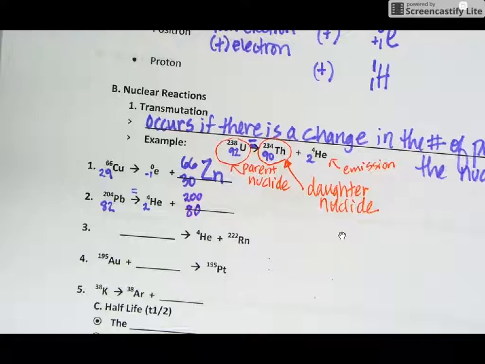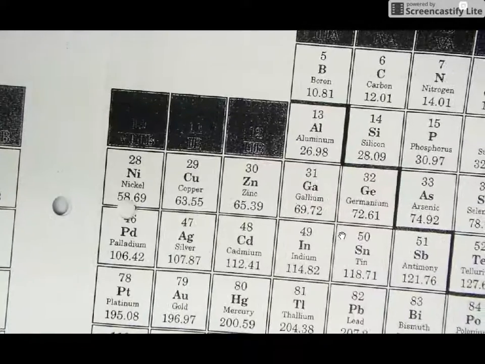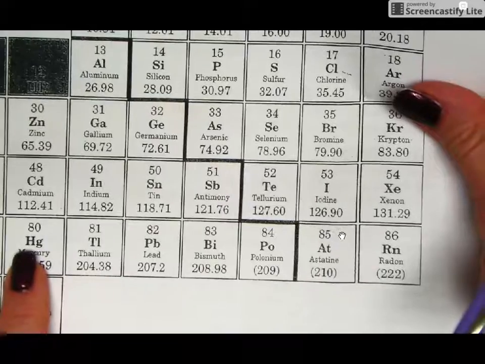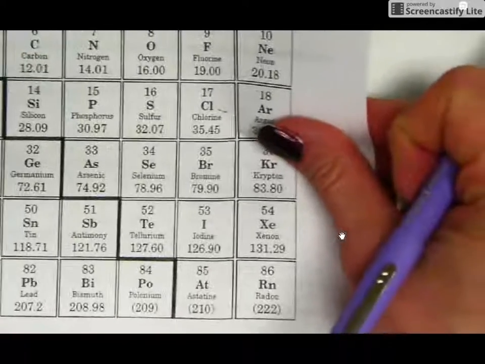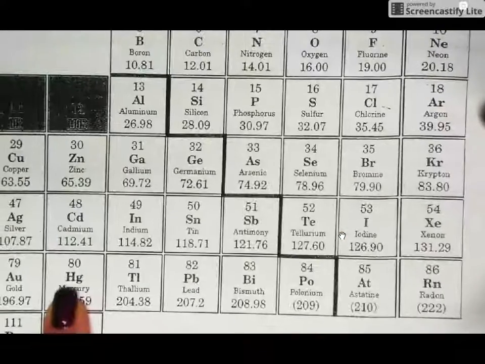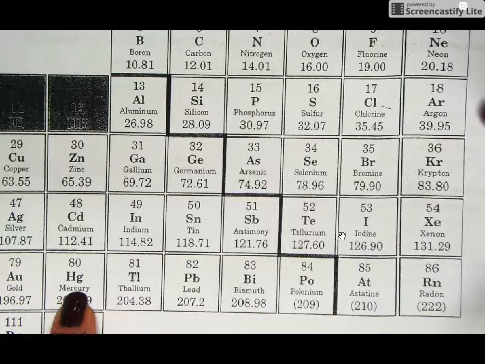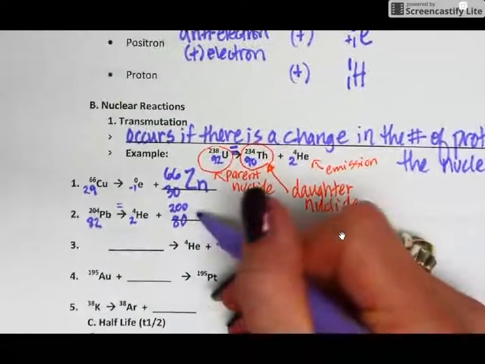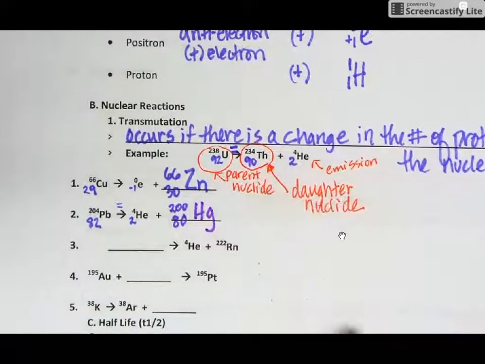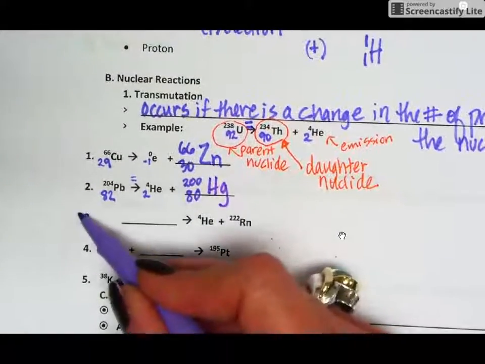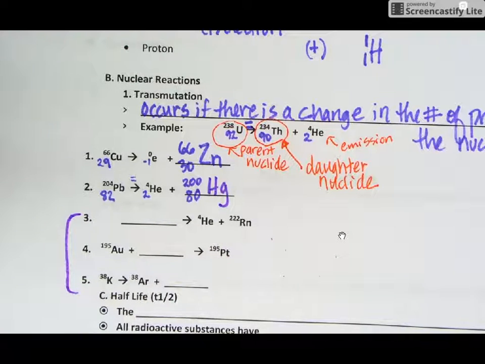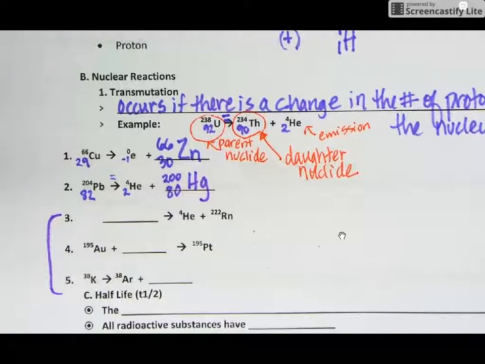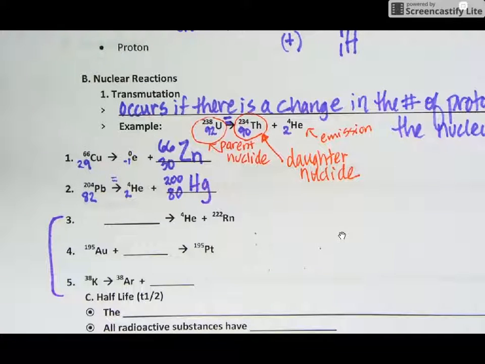So again, look on your periodic table, and you'll find element number 80 right here, mercury. So you would identify this one as Hg. Okay? We will do these in class together. The last thing I want to talk about is half-life. And we're going to practice some calculations with half-life as well in class.